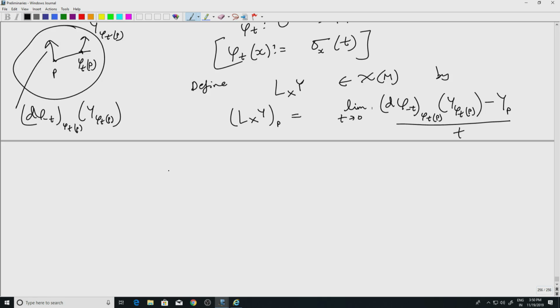Okay, so we'll stop here. In my next lecture, I'll make a few more remarks about this Lie derivative. Of course, the main claim is that the Lie derivative equals the Lie bracket. So I'll just say a few words about that and then move on to another topic. Thank you.